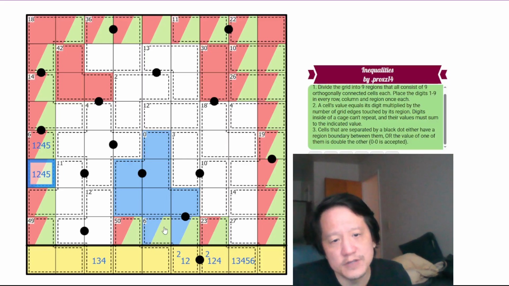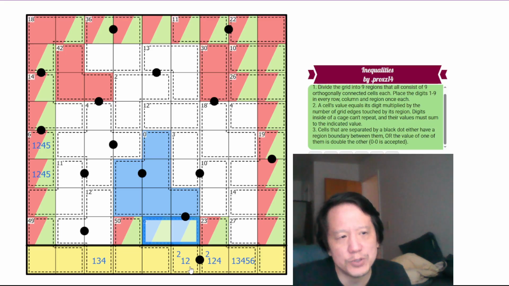Oh, one of these is at least blue. Since one of these is at least blue, this has to exit out this way. So this is green or red. So this is the same one there. Because all of these are 0. Guaranteed.